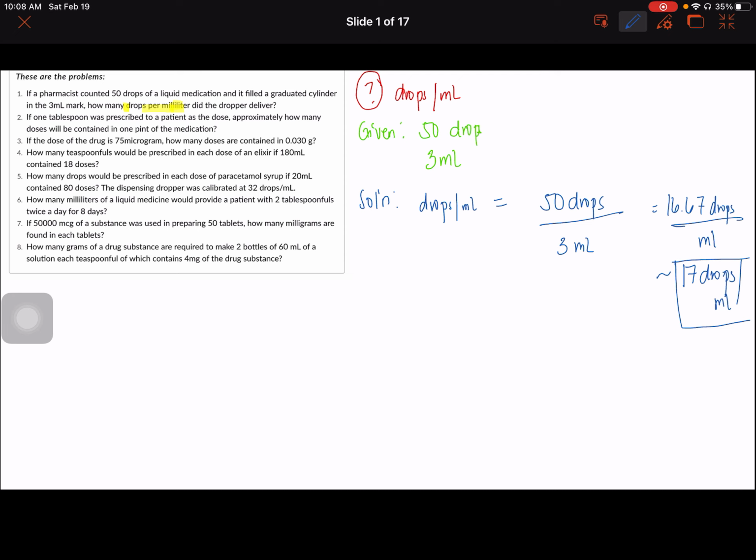Okay, next for number 2. If 1 tablespoon was prescribed to a patient as the dose, approximately how many doses will be contained in 1 pint of the medication? Again, in number 2, first you have to identify what is being asked. What is being asked here is the number of doses. Givens are 1 tablespoon per dose, contained in 1 pint of the medication.